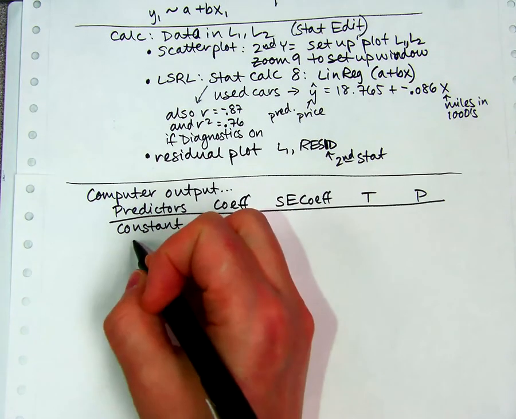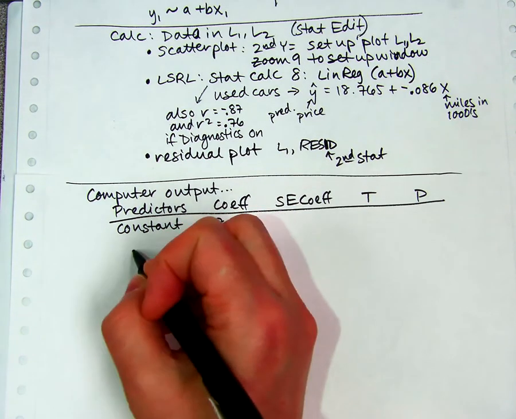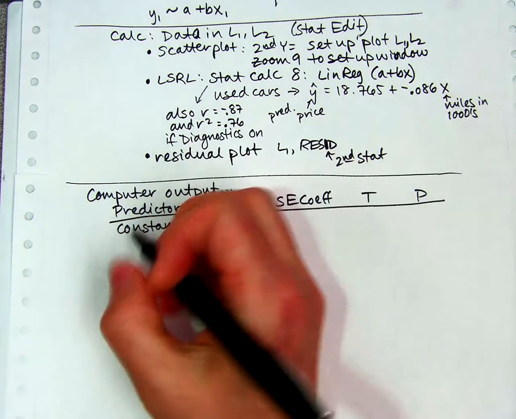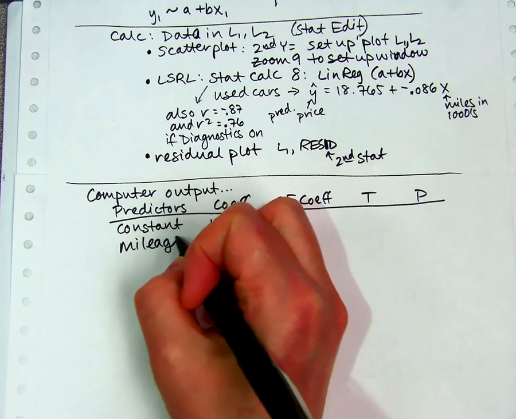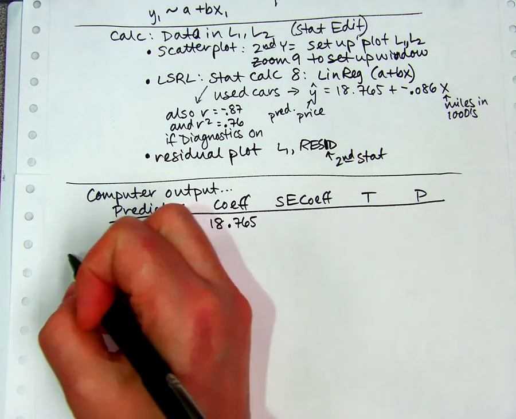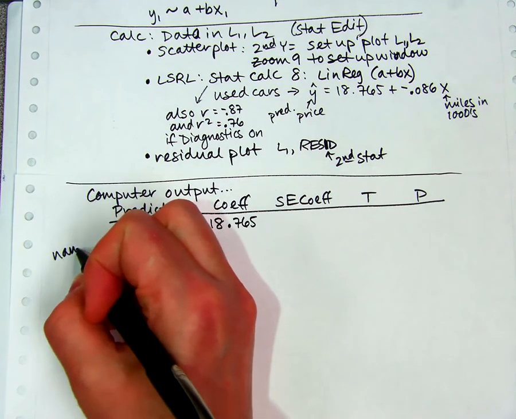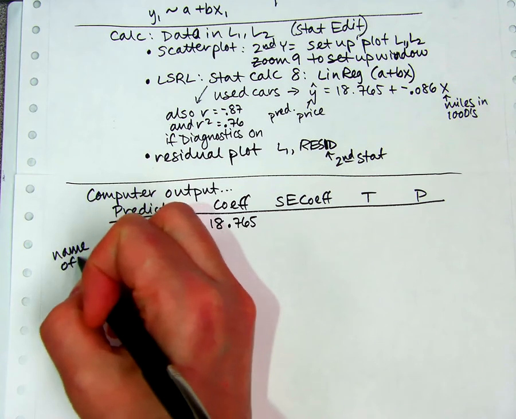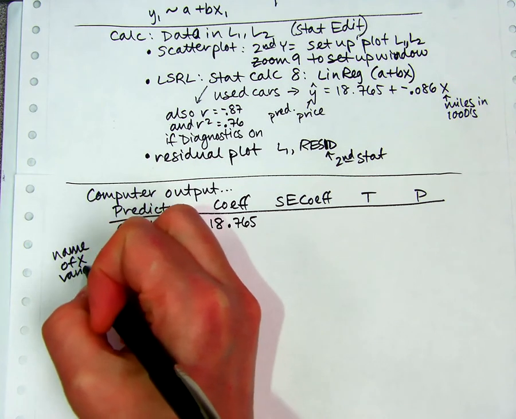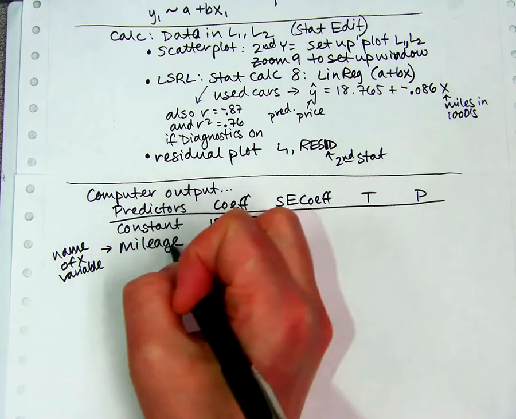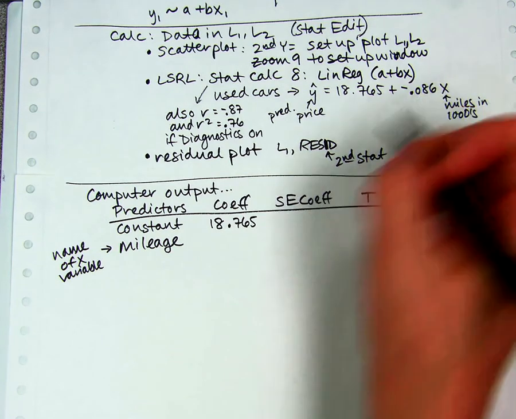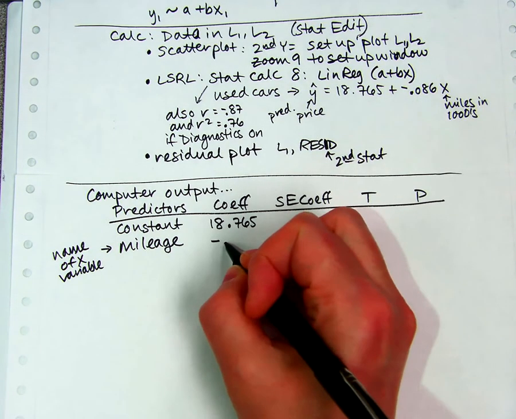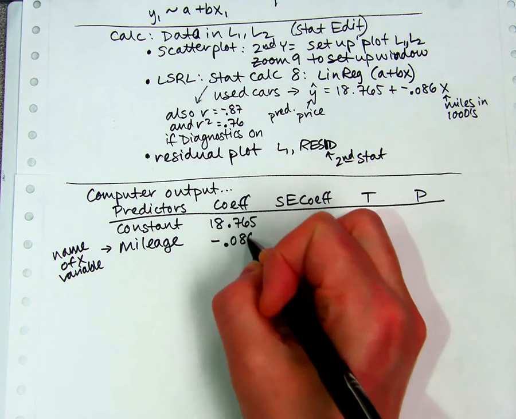And then underneath that, you'll have another word that represents what x actually is. And so this might say mileage or something like that. This tells you the name of your x variable. And right next to that name is the coefficient that goes with x, which is the number in front of the x, or otherwise known as slope. Negative 0.086 would go here.